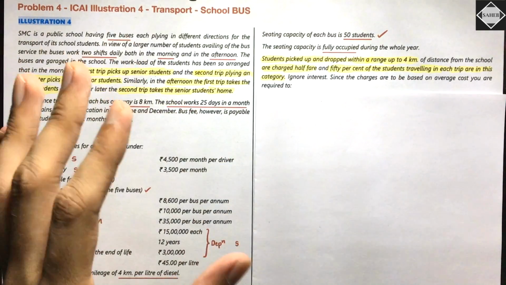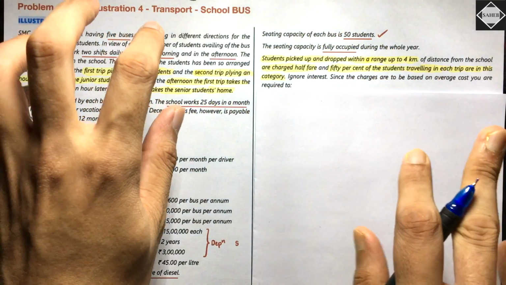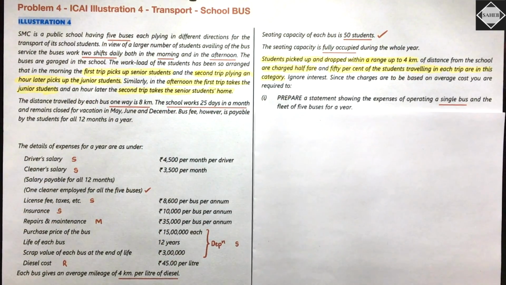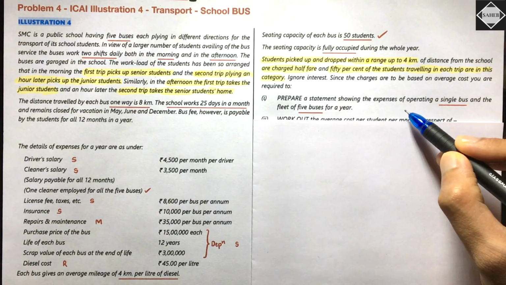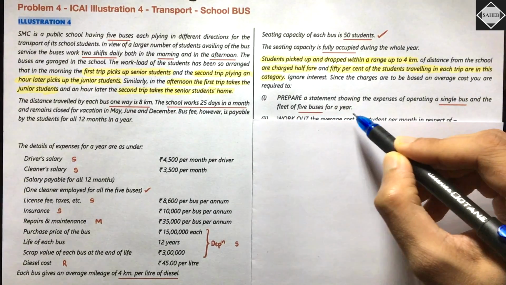Within seniors, juniors also, they have broken down the category. Half fare students and full fare students. Is it clear? Okay, right. Then what is the requirement? See, the requirement of the question is to prepare a statement showing the expenses of operating a single bus and the fleet of 5 buses for a year.